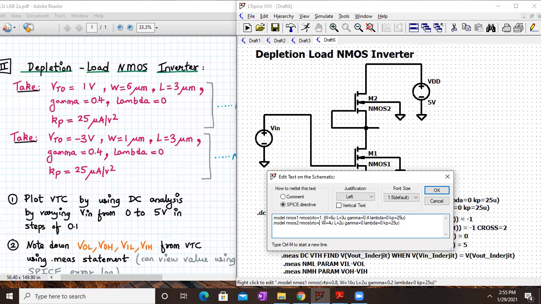In the load NMOS, we have -3 to forcefully make it a depletion type. Okay, and here W is 1 micro, L is 3 micro, gamma is again 0.4 over here. We are considering it to be 0.4, and lambda is equal to 0. I think gamma should be 0.4, correct?